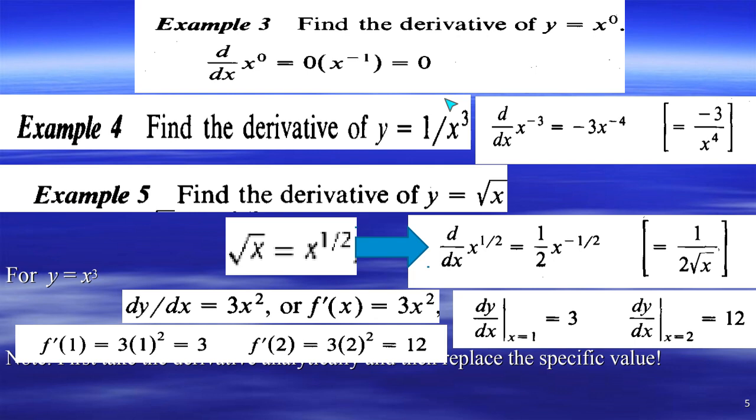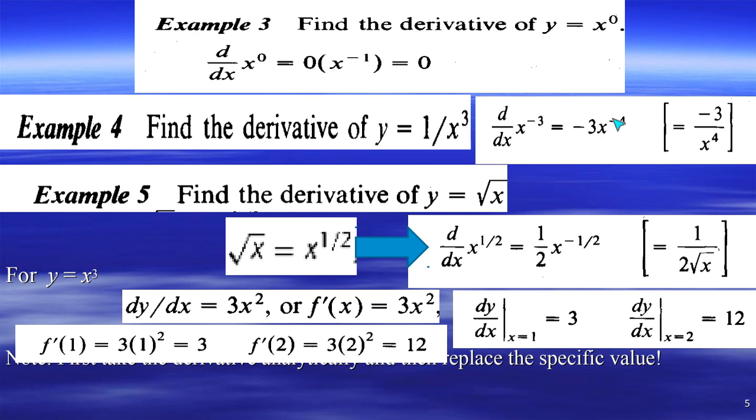For instance, here, find the derivative of y equals 1 over x to the power 3. Can we write 1 over x to the power 3 as a power? Yes, it is x to the power minus 3 indeed. So, if we take the derivative of this with the same rule, can we? Yes, we can. We just put the minus 3 in front of the x and we reduce its power by 1.